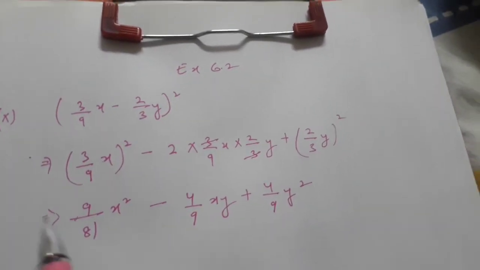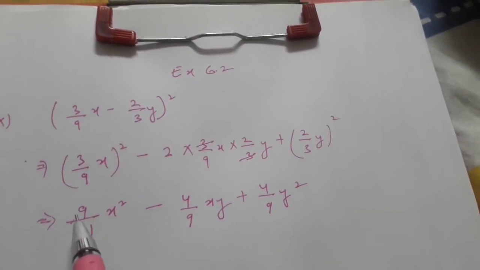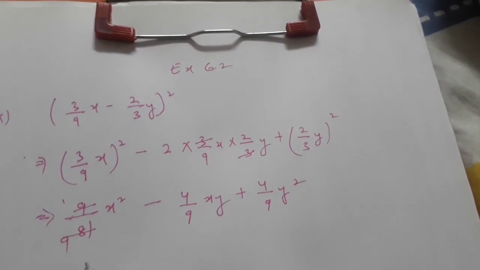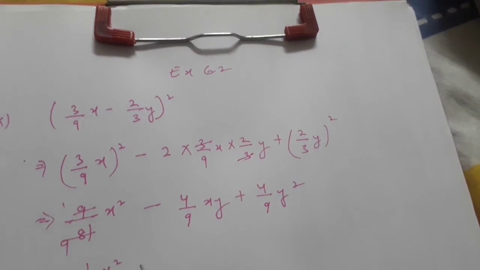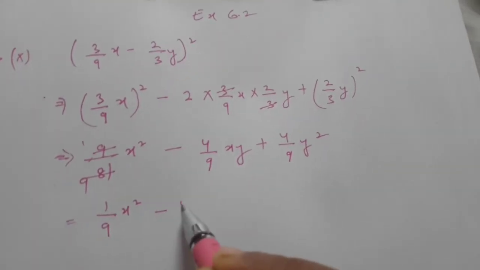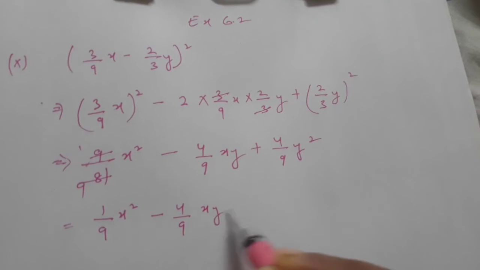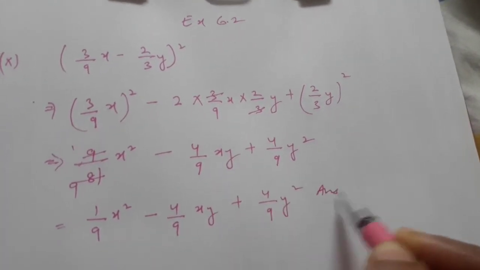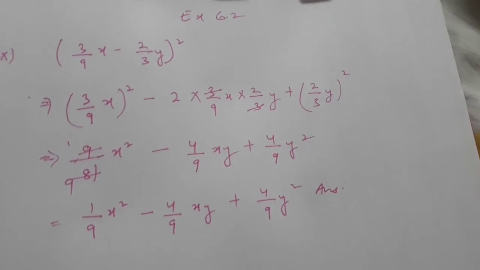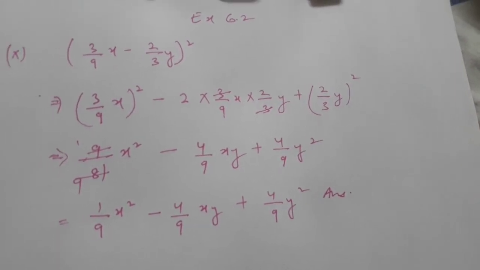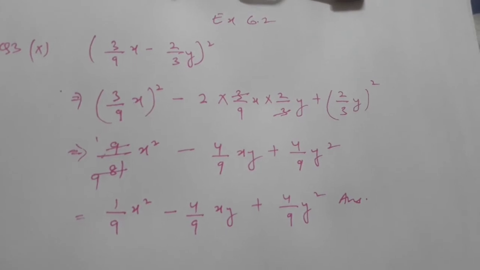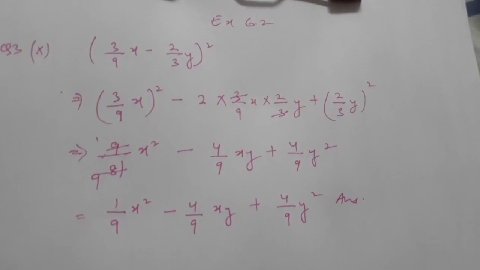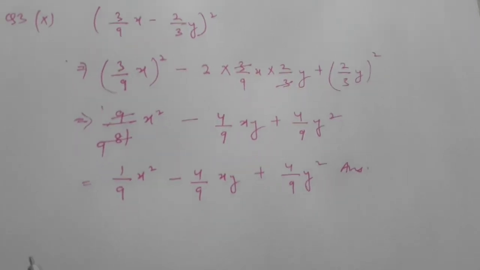So here, as we know, we can cancel this also. 9 ones are 9 and 9 nines are 81. So 1/9x² minus 4/9xy plus 4/9y². That would be our answer. So this was the 10th part of question number 3 of the 6.2 exercise, algebraic expressions, class 8, publication house Goel Brothers Prakashan.